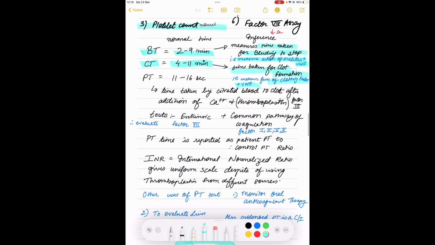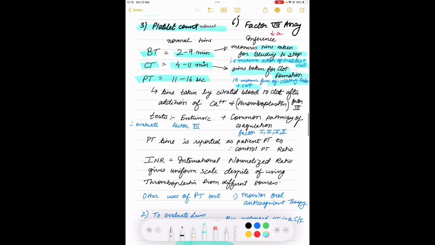And coming towards PT or the prothrombin time refers to the time taken by the citrated blood to clot after the addition of calcium and thromboplastin factor 3.